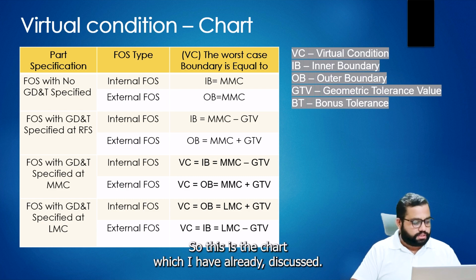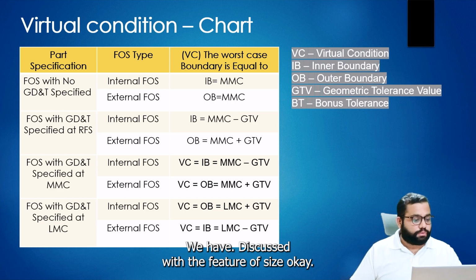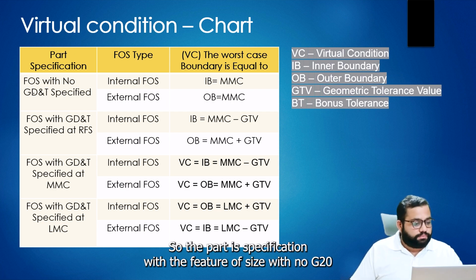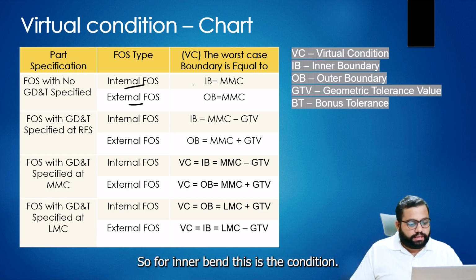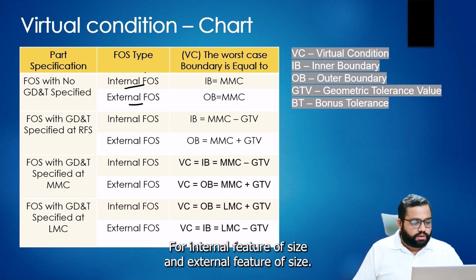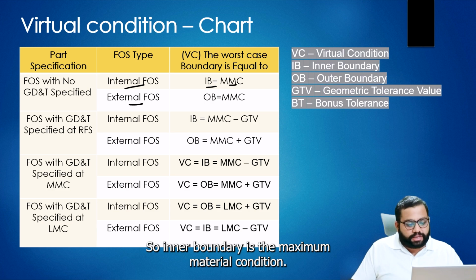Okay. So this is the chart which I have already discussed. We have discussed the feature of size. The part specification with the feature of size with no GD&T specified, for the internal feature of size and for the external feature of size. So for inner, this is the condition for internal feature of size and external feature of size: the inner boundary is the maximum material condition and the outer boundary is the maximum material condition.